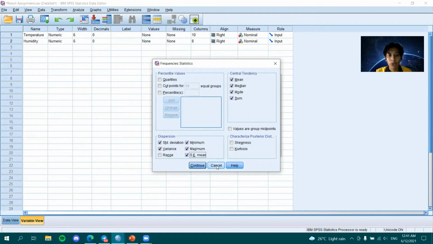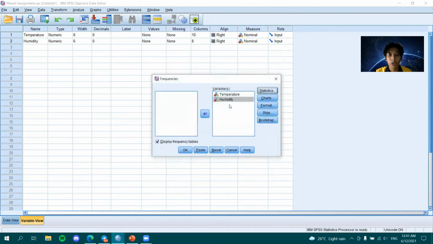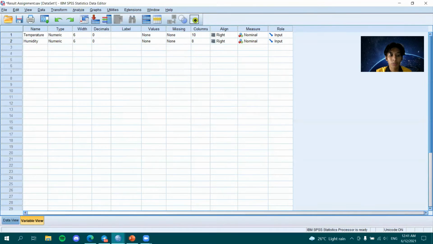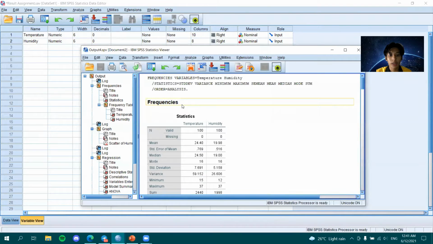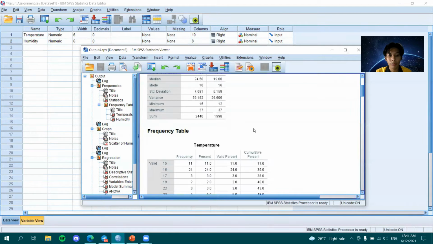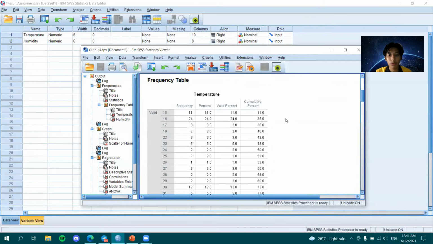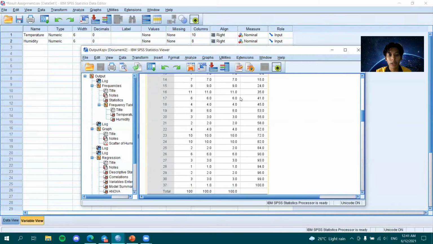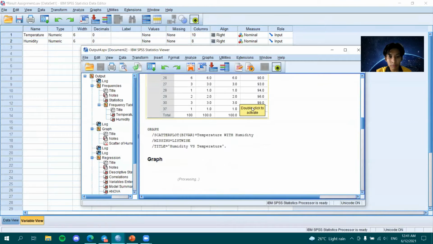And after that, we press continue and we press OK to obtain the result, which is like this. This is the frequency for statistics, and we can see we get the variance, standard deviation, median, and all the data that we want. Then this is the frequency table for each variable, which is temperature and humidity.